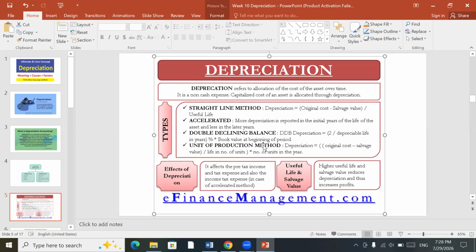Then the unit of production method. The formula is original cost minus salvage value, divided by life or units produced, or units or use in hours or years, anything maybe. Okay, this is the unit of production method. So there are 4 major types of depreciation, but another type is the sum of the year digit method. In the next slide, I will try to discuss the sum of the year digit method.